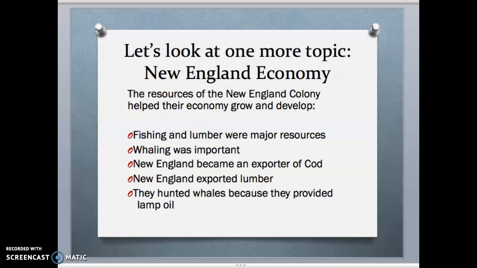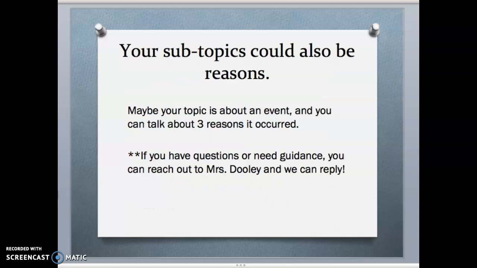The next 3 become different ways that I could write that. So I just kind of combined my ideas and I broke some up to make 3 that were about the same size of an idea. All right, your subtopics could also be reasons. Maybe your topic is about an event. So you could talk about 3 main reasons your event occurred. Maybe your topic is about a relationship between groups of people, and you could talk about 3 things that happened during that relationship. So it's all going to depend on what your topic and your topic idea is.